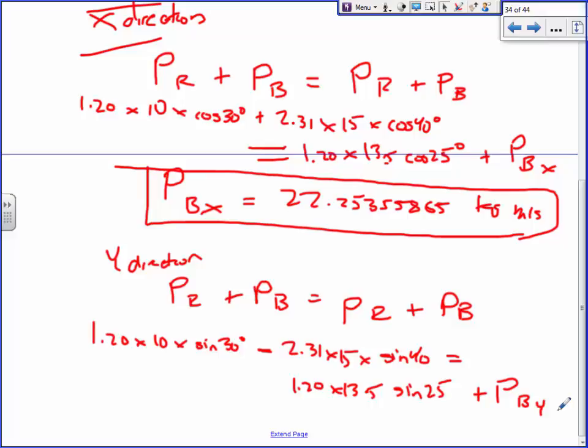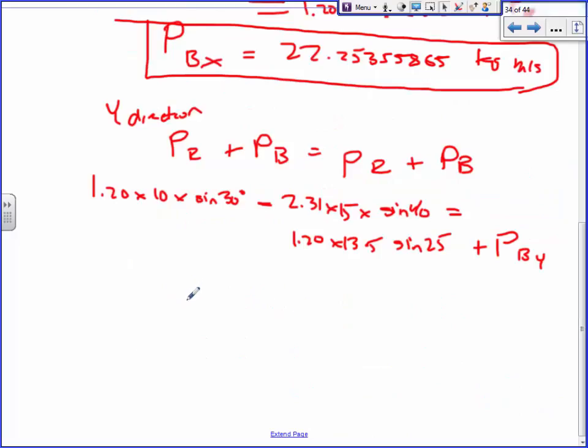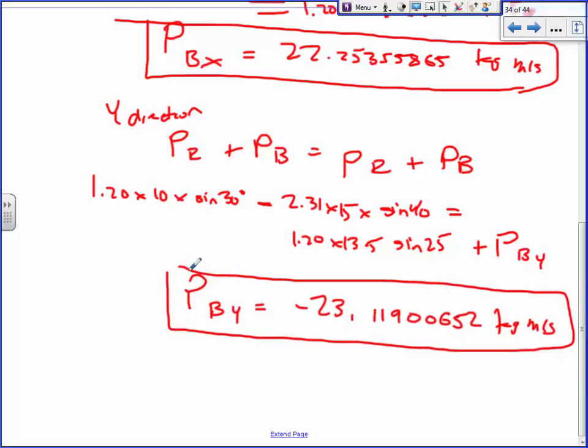120 by 10 by the sine of 30, minus 231 by 15 by the sine of 40, minus, come back, 120 by 13.5 by the sine of 20. Yeah, I got a negative. Momentum of blue in the y direction I've now calculated to be negative 23.11900652. You can see why this sucks, eh?